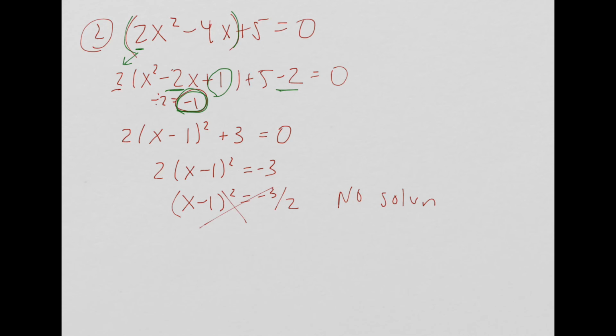Then factor. Remember, it's always going to factor as x plus this number, that's why it's super important. Well, x plus a negative 1 is x minus 1. And then try to solve. Well, when we tried to solve, there was no solution, so we'd say there's no solution. Let's do one more of these.